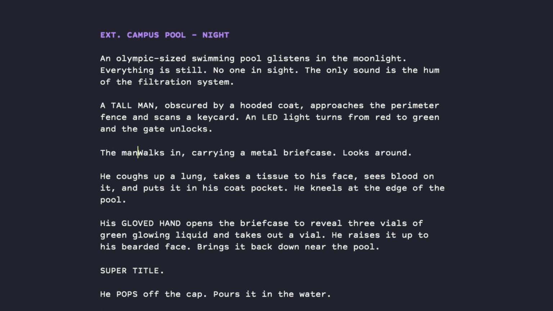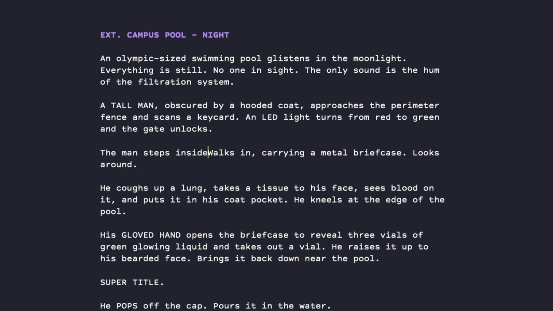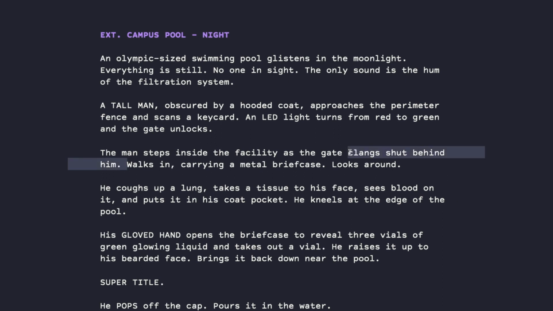Let's say the man, I'm going to say steps inside the facility as the gate clangs shut behind him. I kind of like little details like this. They're not necessary, but they just kind of fill out the world and give you some sound to hear in your head, which is always nice.